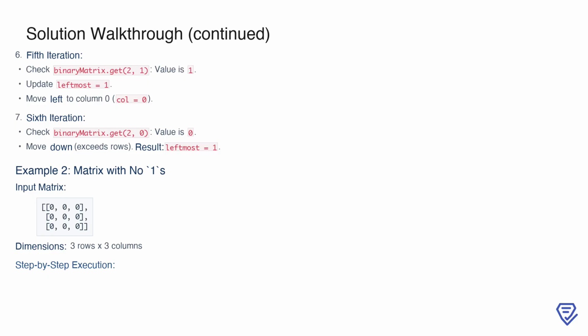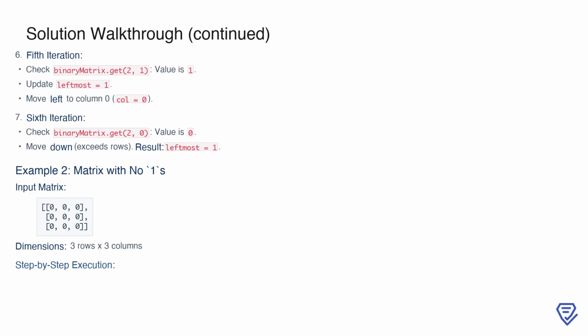Finally, in the sixth iteration, we check (2, 0) and find a 0. Since we've reached the last column, we move down, which exceeds the number of rows. The process stops here, and the result is the value of leftmost, which is 1. This means column 1 is the leftmost column containing at least one 1. In contrast, if the matrix contains no 1s, the result remains -1.